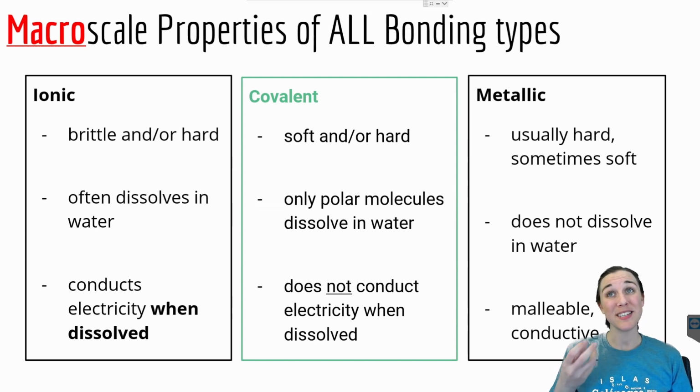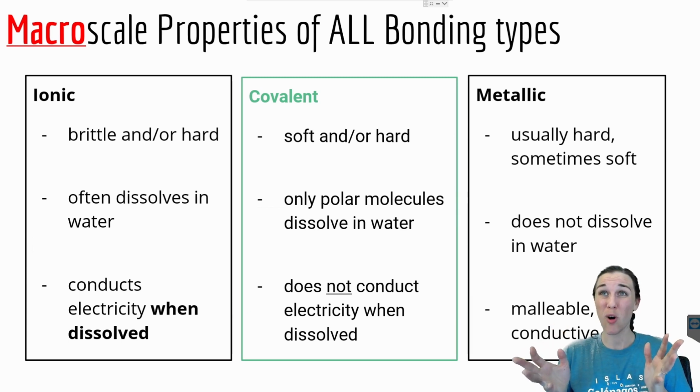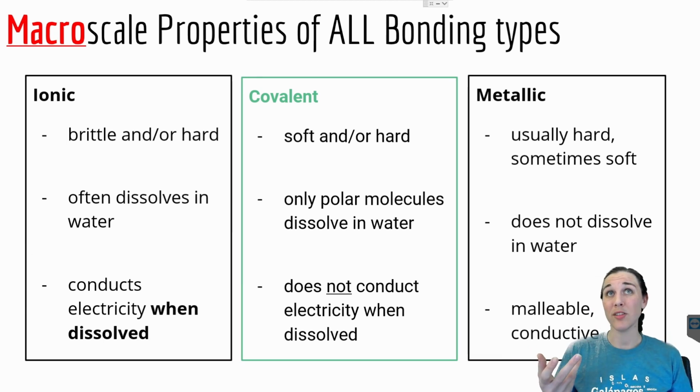Covalent bonds tend to be soft and or hard, so you can have one or the other. Those covalents don't necessarily have a specific type of feel to them all the time. Unlike ionic bonds, where they often all dissolve in water, the covalent bonds have a stipulation on when they dissolve in water.